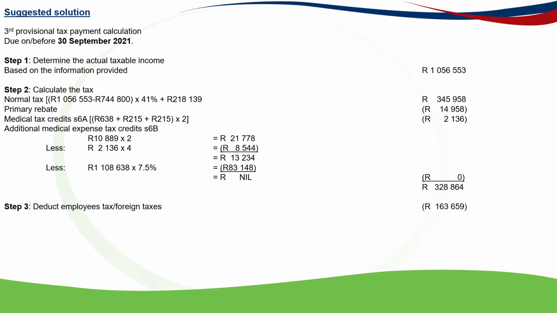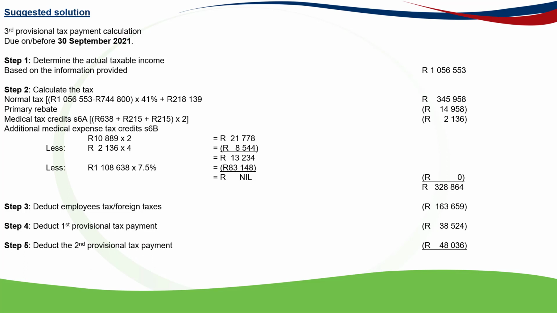That is the 163,659 according to the information provided. And then to deduct the first provisional tax payment, which we determined in the first calculation of 38,524, deducting the second provisional tax payment of 48,036, which we determined in the previous slide. And then finally getting to the final result of 78,645 rands, which is the third provisional tax payment that needs to be made on or before the 30th of September 2021.